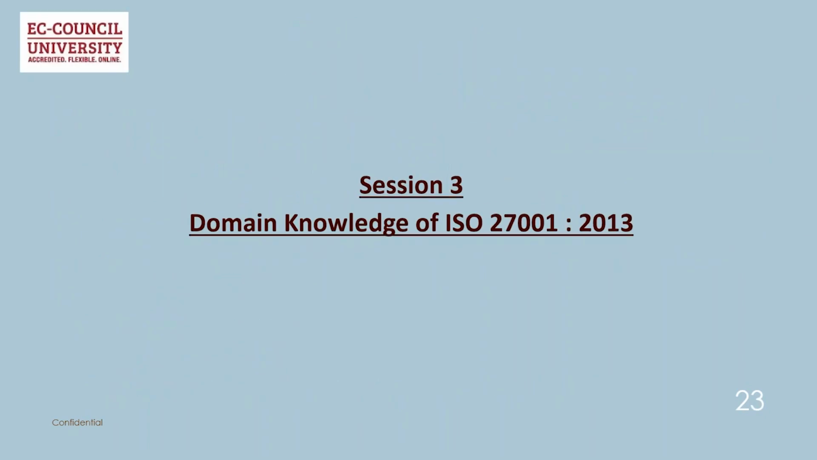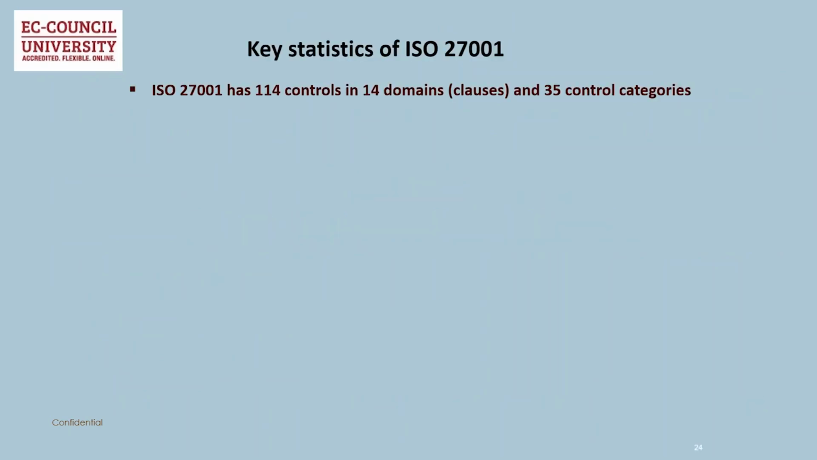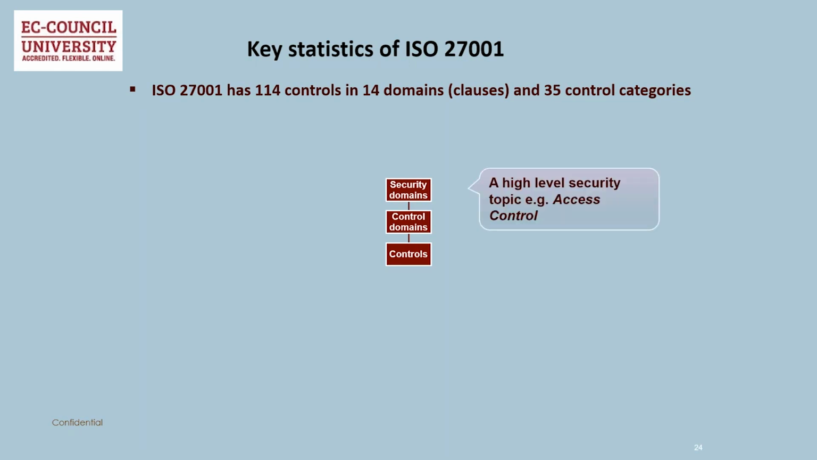So session 3 is on the various aspects of 27001. So 27001 has 114 controls in 14 domains and 35 control categories. All the 114 controls are important, and you cannot take a deviation on any control. So at a high level, you have the security domains followed by the control domains and then the controls. The security domains are 14, control domains are 35, and controls are 114.